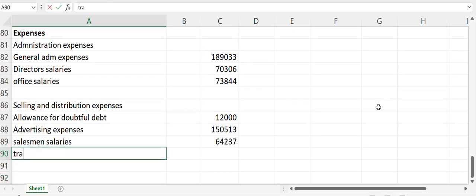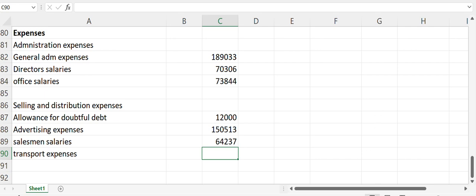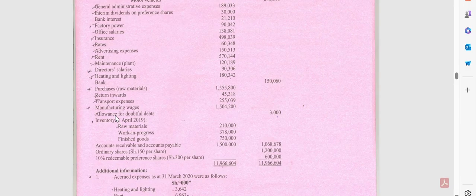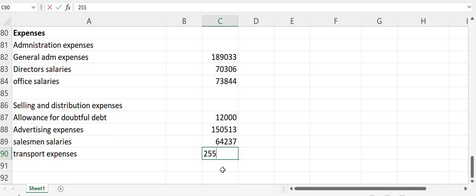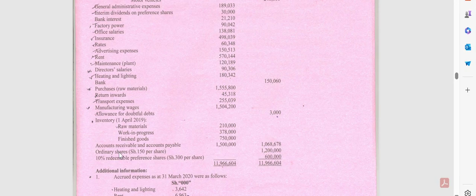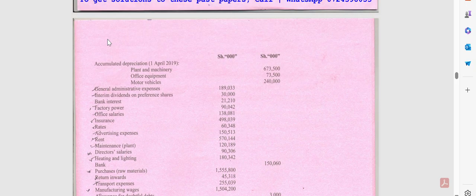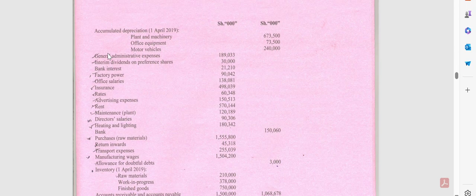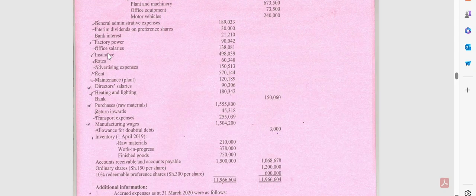Yes, and then we have transport. Transport expense is already there, 255,039. So do we have any other item we've not recorded? I don't think so. So the only item remaining is bank interest. That will be under finance cost.